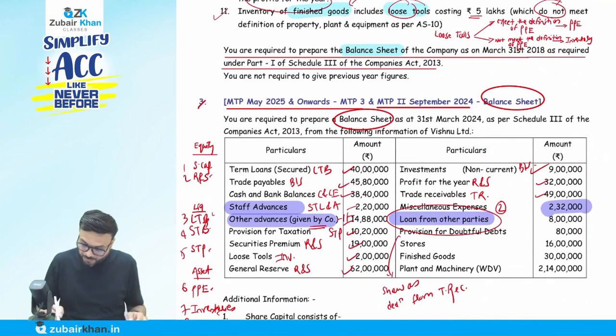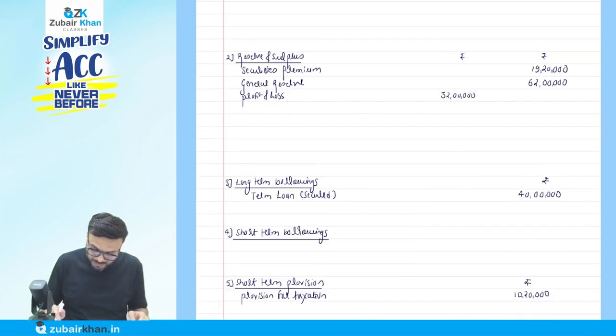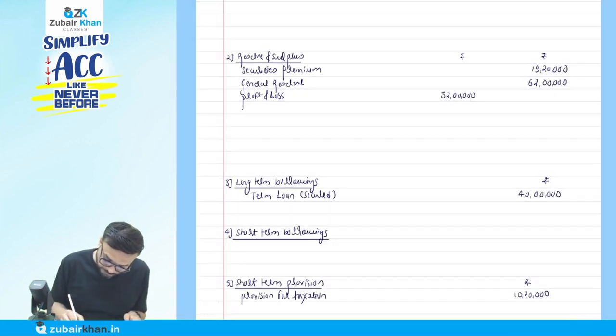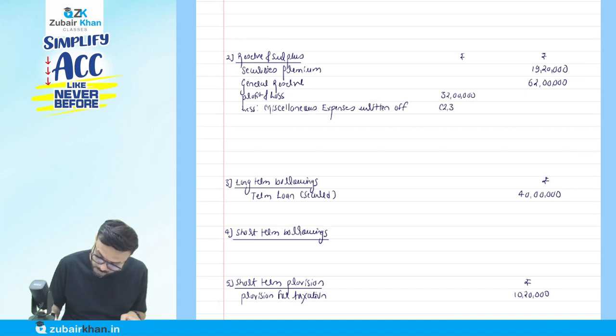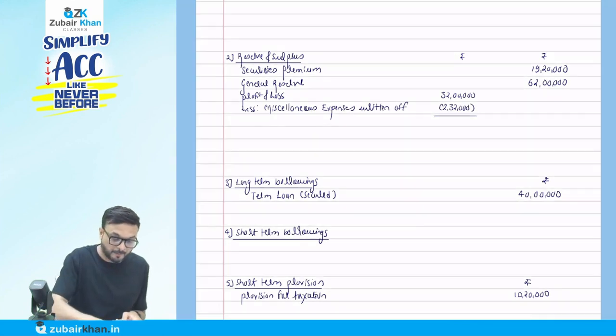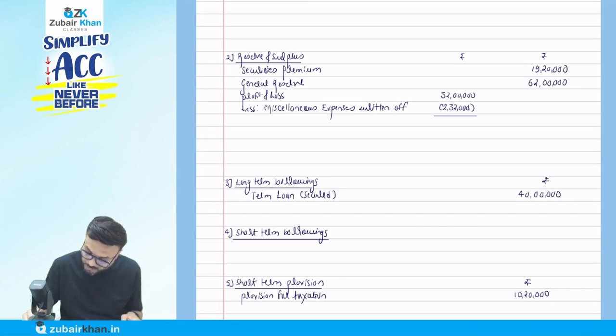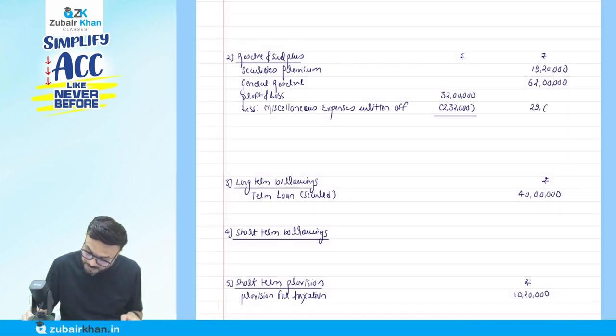Okay. So go here in reserve and surplus. Write down there: less, miscellaneous expenses written off, that is 2 lakh 32,000. So 32 lakh minus 2 lakh 32,000, that is coming here 29 lakh 68,000. Write down in the outer column 29 lakh 68,000.